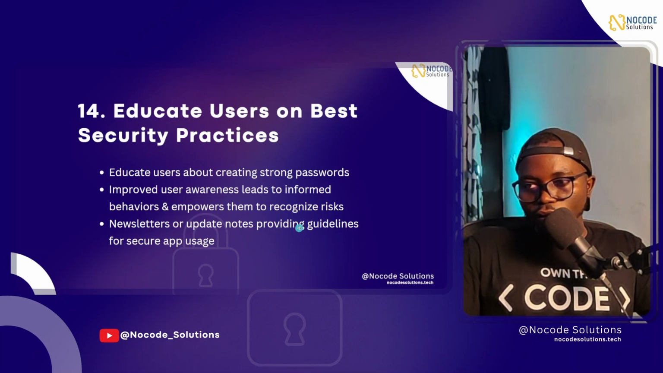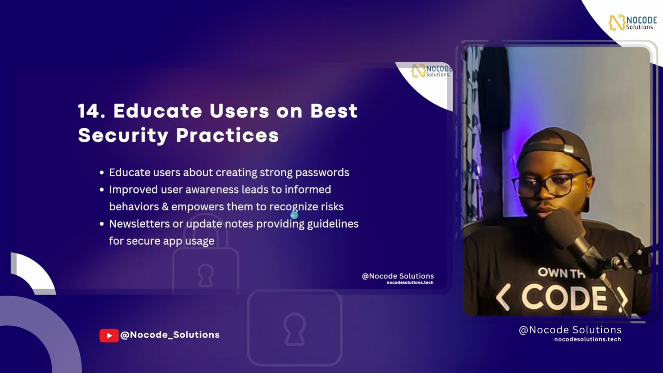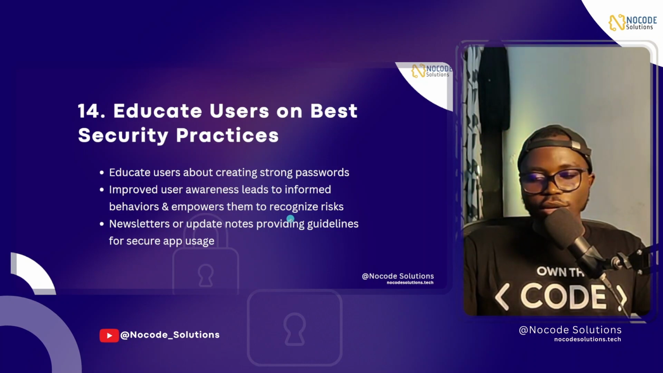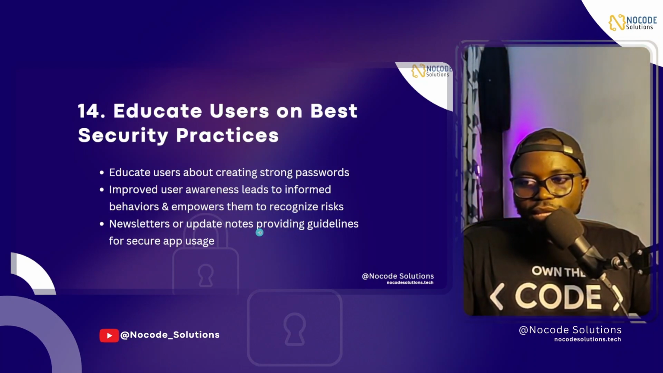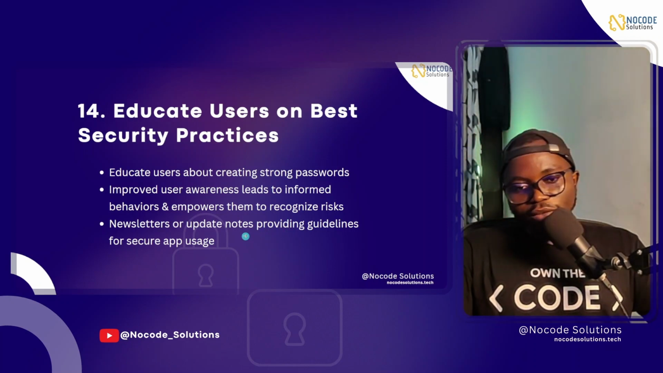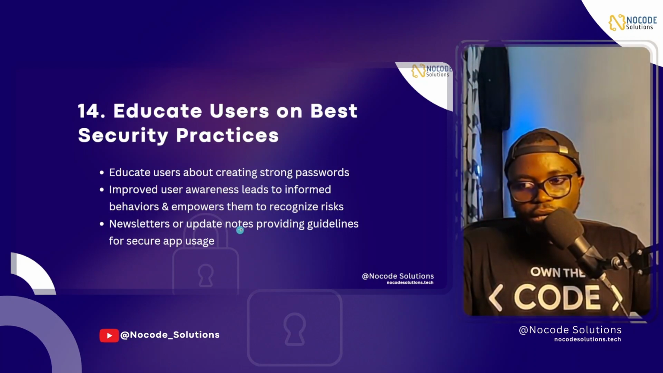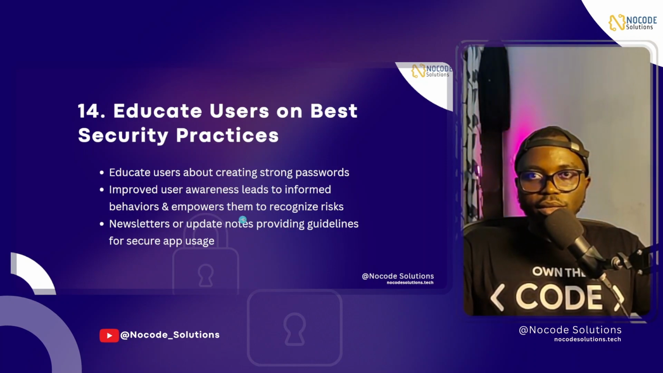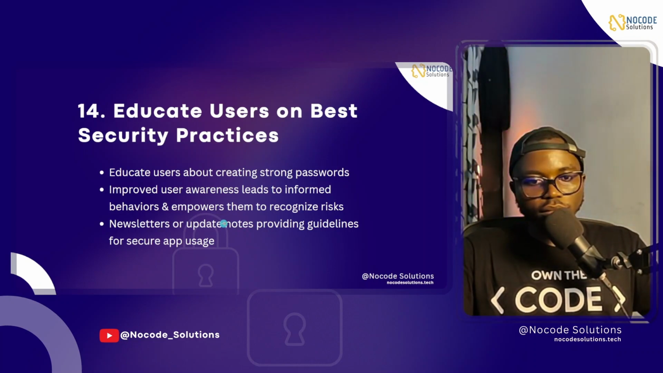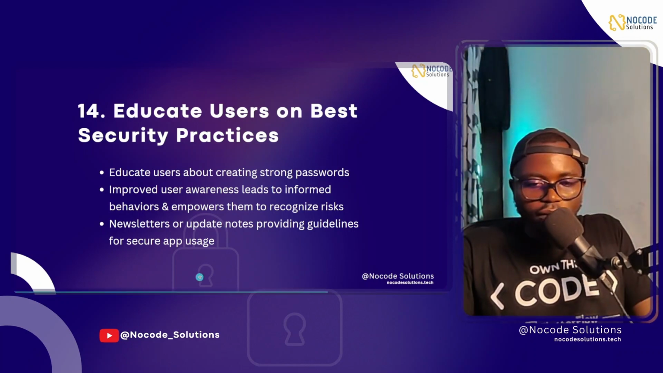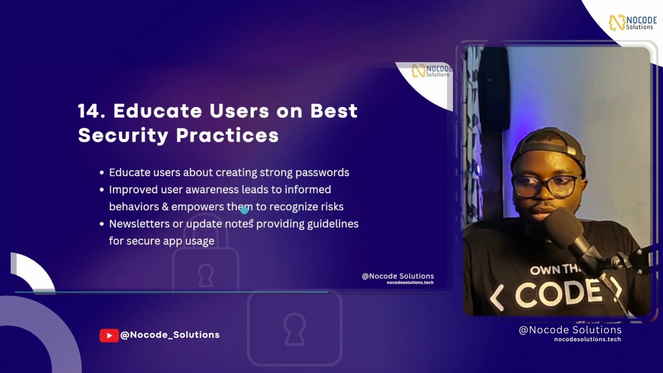The newsletter or update notes provide guidelines for secure app usage. Now you can tell your users, maybe if they are copying things into your application or when they're on their profile, they should not do this, they should not do that, depending on the kind of application you build. Like if you are building something like a credit card or banking application, you can tell them they should not share their security pins with other people, or those kinds of things. Now it's very important that I keep track of that.